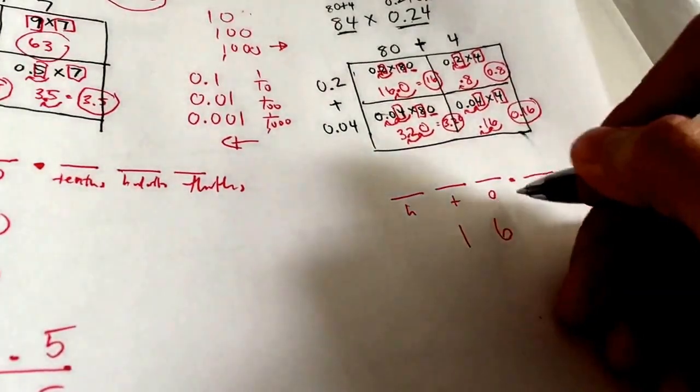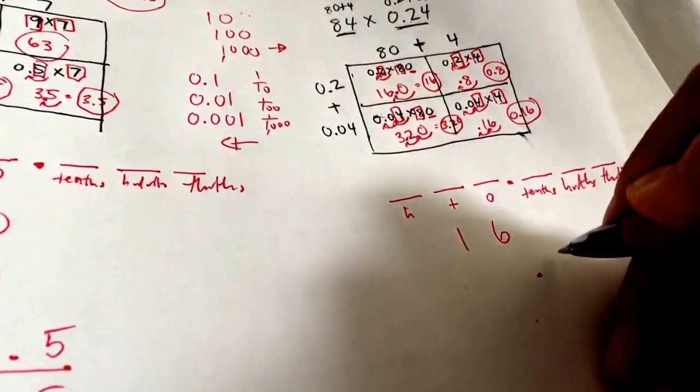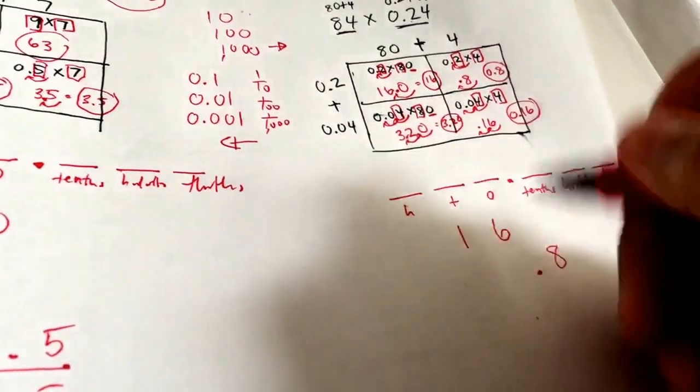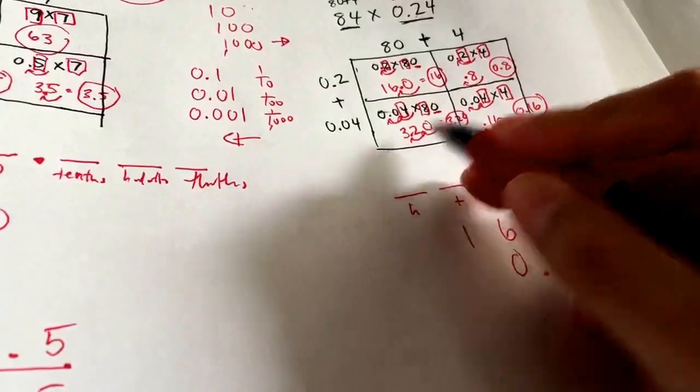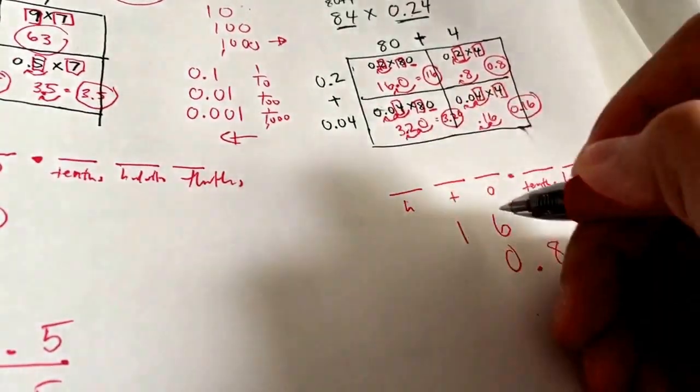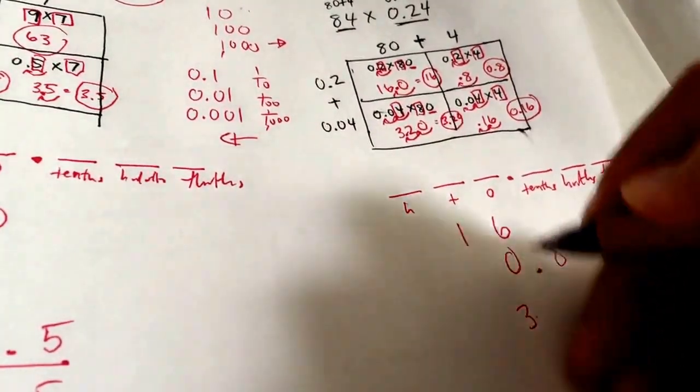8 tenths is decimal 8 tenths. And if I want, I could put that 0 in the ones place. Here, 3 and 20 hundredths. The 3 is in the ones place, so here's the ones. The decimal's right here.